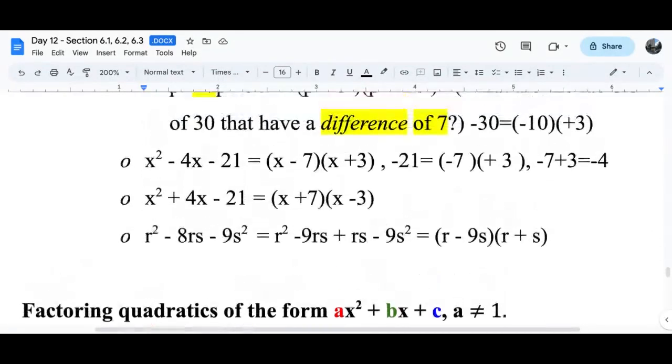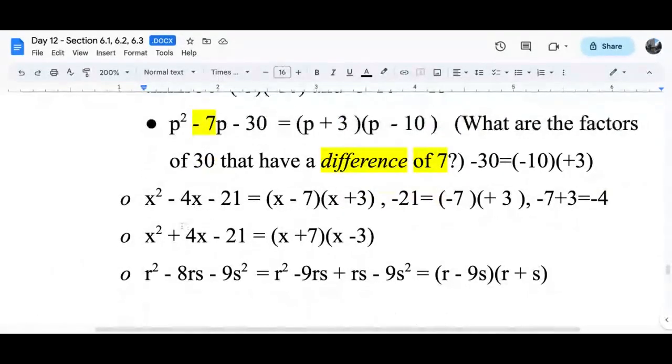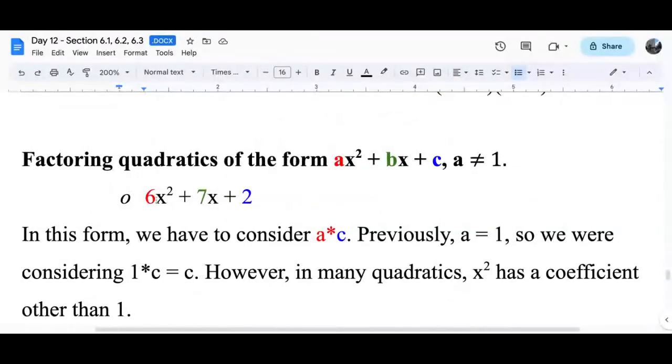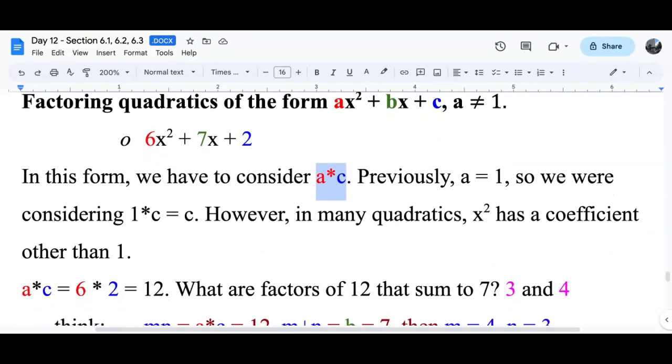So those are always the leading coefficient to be 1, right? You see this is 1x squared, 1x squared, 1x squared. But what do we do with the leading coefficient not be 1, but be a bigger number, like 6? So how do we do this? So remember, 6 we call A, 7 we call B, number 2 we call C, right? So we consider A multiplied by C. Well, A multiplied by C in this case is 12. That's 12.